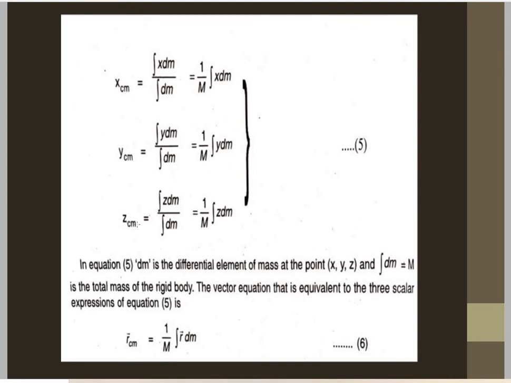And the z component of center of mass is given by integral z dm divided by integral dm. That is given by 1 by capital M into integral z dm. Okay. Or in general, RCM, the position vector, can be written as 1 by M into integral r dm.